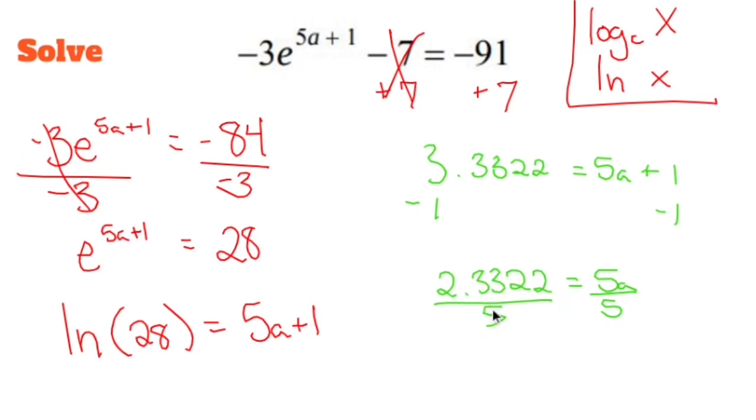And we're looking at something around a half. 2.3322 divided by 5, according to the internet, is 0.46644. That's what a is going to be. Delightful. Oh, stupendous. Wonderful. Grand. Gross.